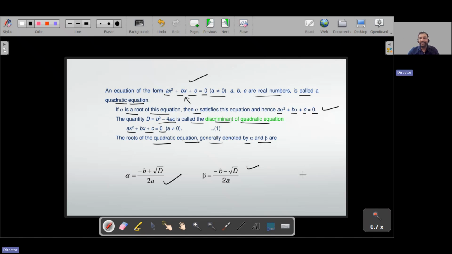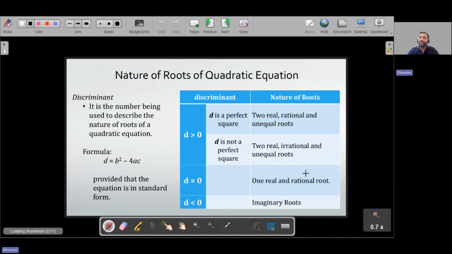Okay, great. Now let us proceed to today's session, which is all about the nature of roots. Look very carefully: without finding the roots, we can tell how the roots will be, whether they are real, whether they are not real, whether they are equal. That totally depends upon the discriminant. It is the number used to describe the nature of roots of a quadratic equation.